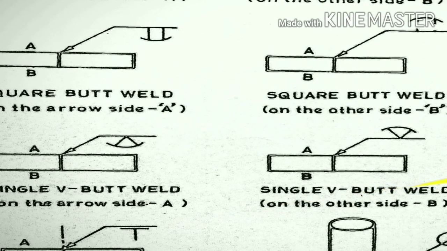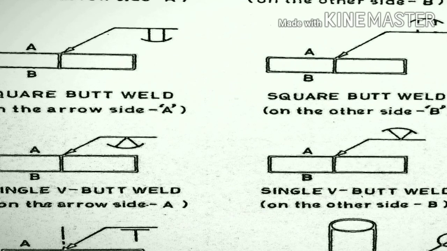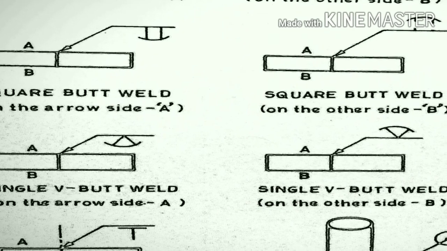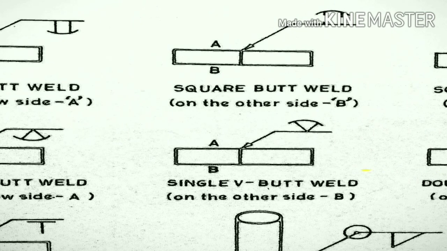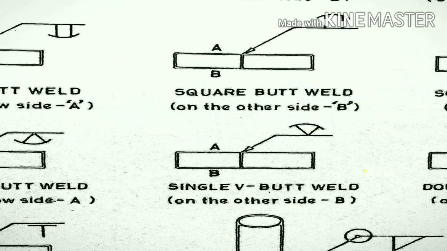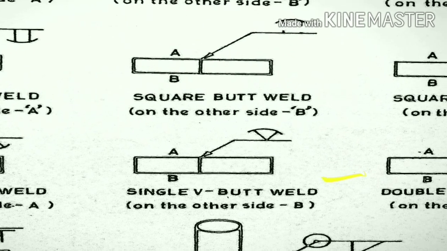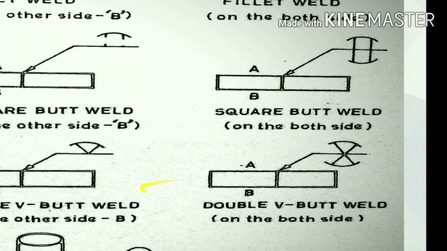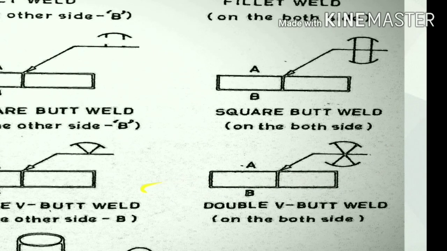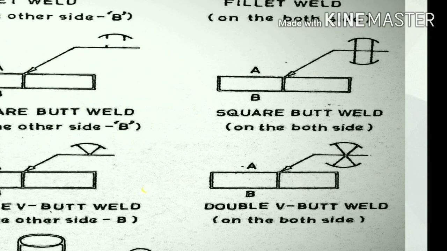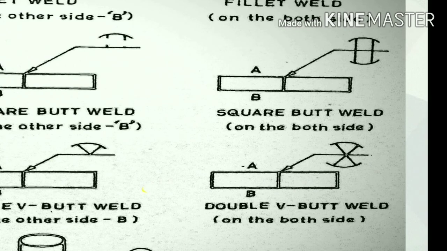Single V butt weld. Flag is downside, then we are welding A side, single V butt weld. Single V butt weld, symbol is presenting upside, then we are welding on the other side B. Double V butt weld means in this picture this symbol is presenting both side, means both side we are welding A and B both side.